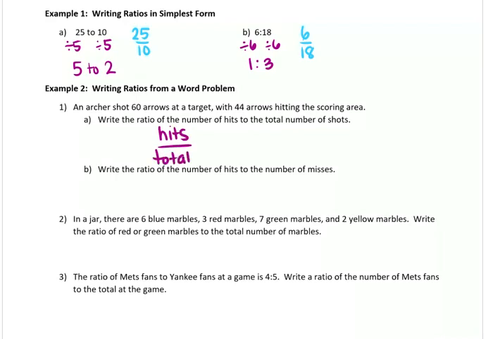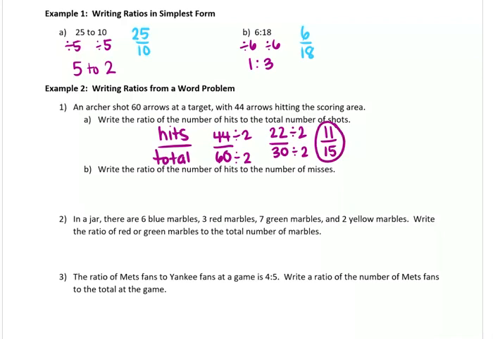And it tells us the number of hits. It says 44 hit, and it also tells us that there were 60 total shots. And now while it didn't say to write it in simplest form, we should get in the habit of always writing our ratios in simplest form, even if it doesn't tell us to. So I'm looking here, I can see 2 goes into both of them, so I'll divide 2 out. That gives me 22 over 30. But they're both even still, so I can do another set of 2, and I get 11 over 15.